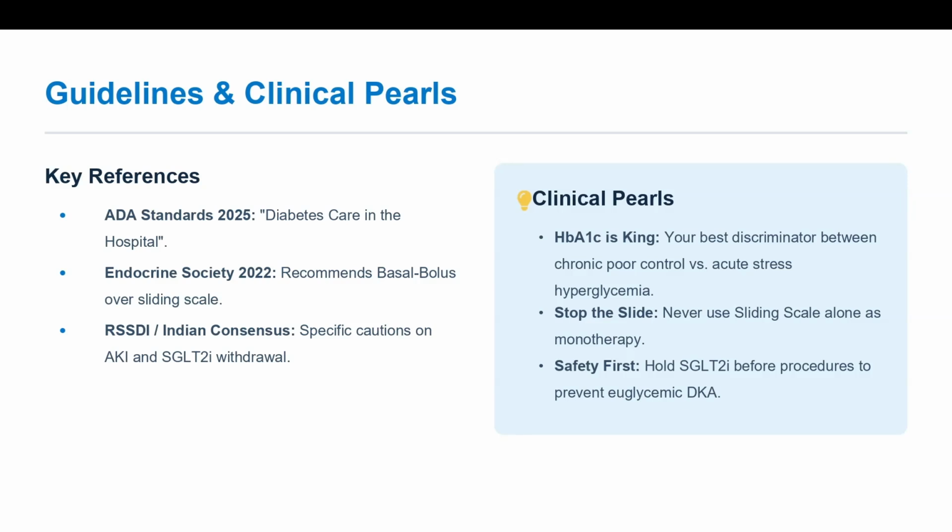So always remember, HbA1c is the king. It is your best determinant between chronic poor control and acute stress hyperglycemia. Never use sliding scale alone as monotherapy, that is outdated. Hold SGLT2 inhibitors before procedures to prevent euglycemic DKA.